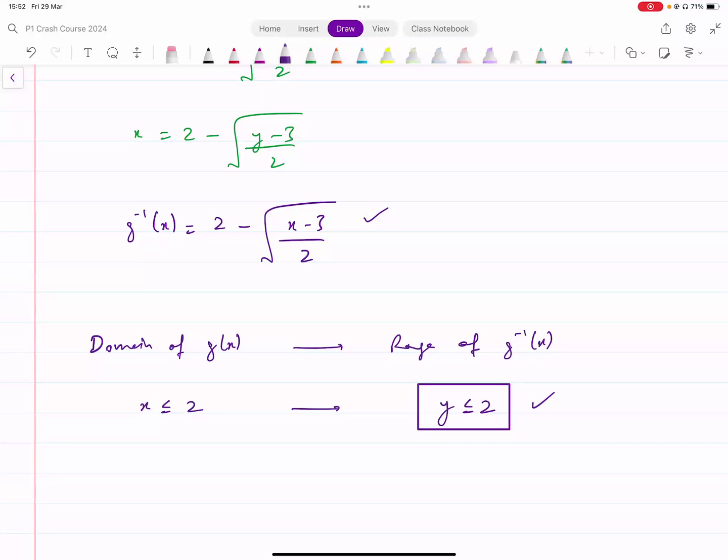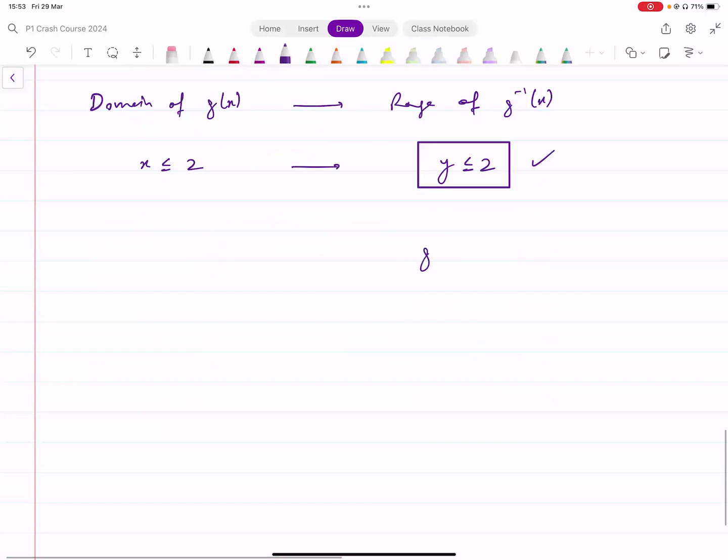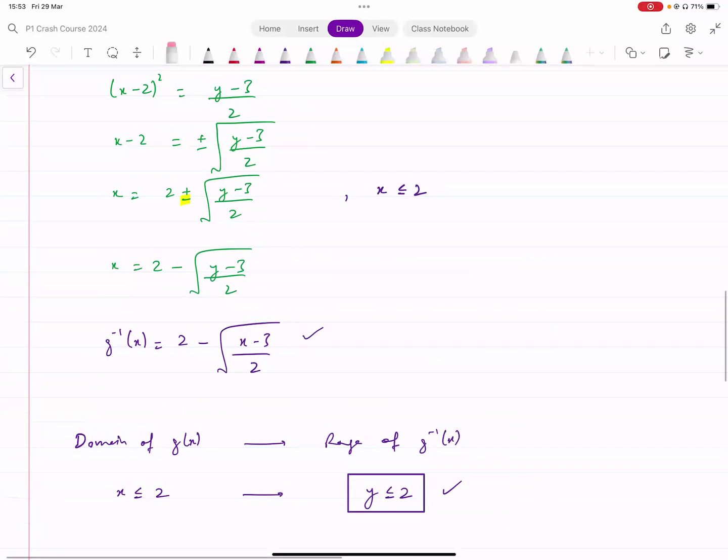Any questions? Sir, instead of y less than or equal to 2, can I write g inverse of x less than or equal to 2? Yes, in this case, you would have to write g inverse of x less than or equal to 2, and that will be okay. Yeah, you can do that, yes. Okay, makes sense. Any problems with this? No, sir.